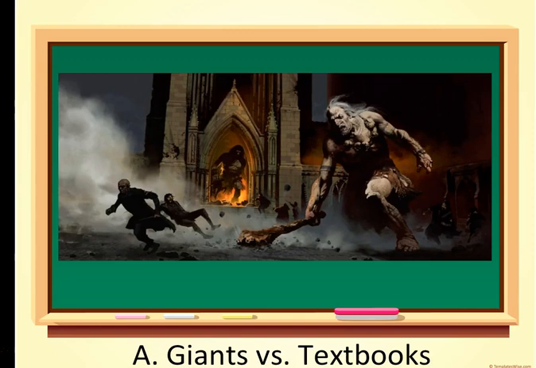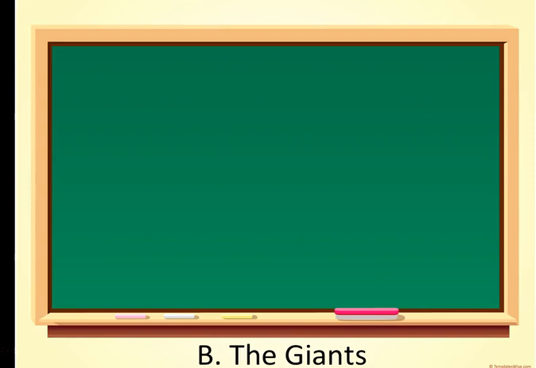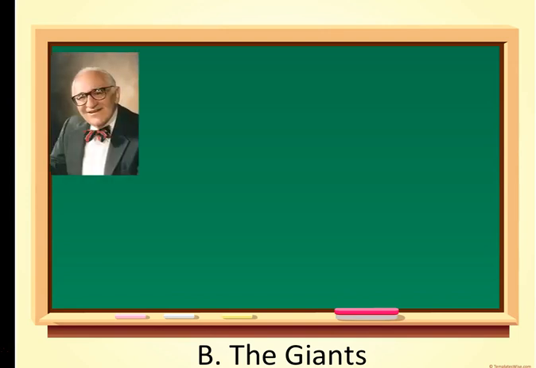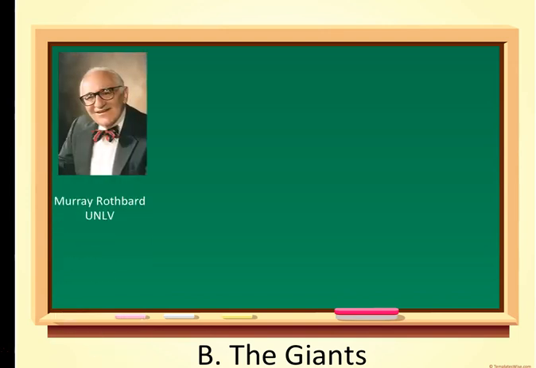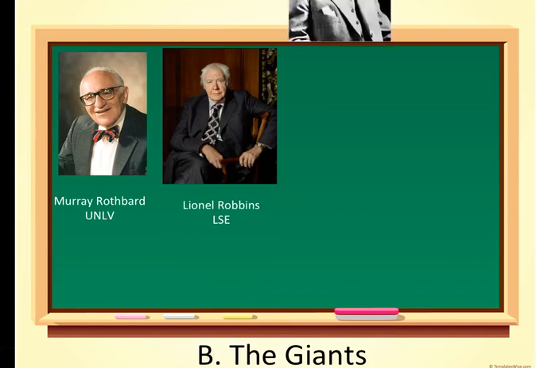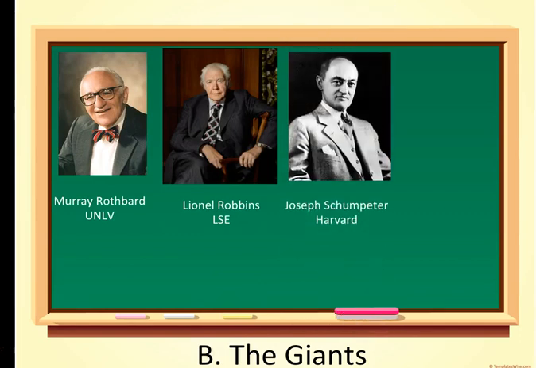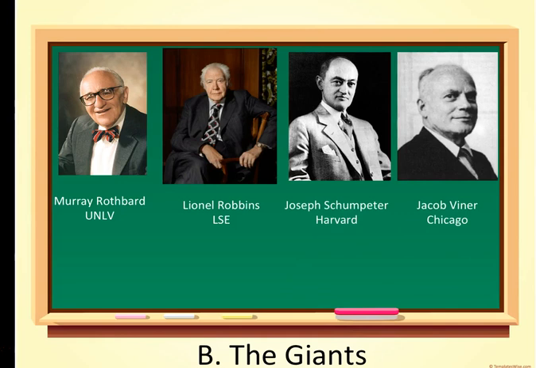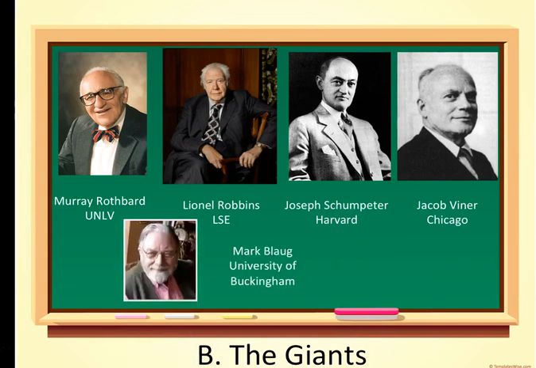And so in particular, let me list the ones that I'm going to be relying on, just so you know my biases. And if you want to go read these yourself, you'll know where I'm getting a lot of the information for the course lectures. The one I'm relying on most heavily is going to be Murray Rothbard, who ended up at UNLV, Lionel Robbins of the London School of Economics, Joseph Schumpeter from Harvard, Jacob Viner of Chicago, and Mark Blaug, University of Buckingham. I'm not going to be relying on him so much for this course, but if you are getting into the history of economic thought, he's a big name in more recent times.